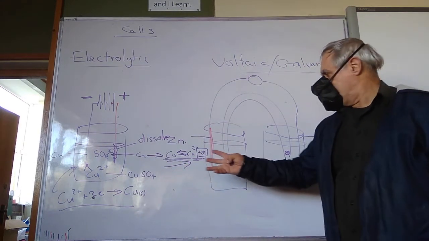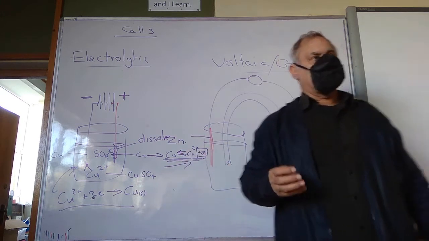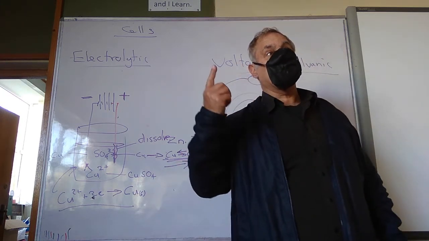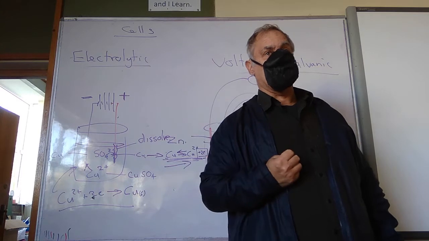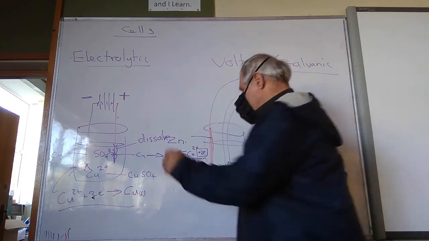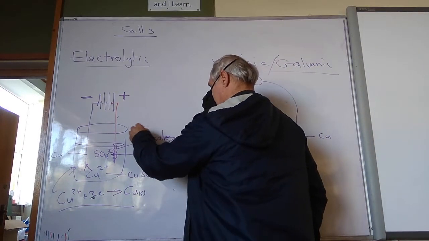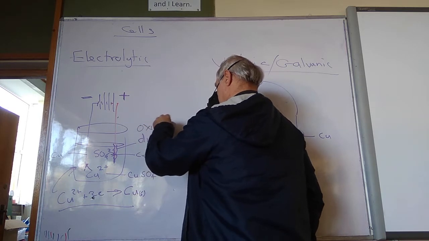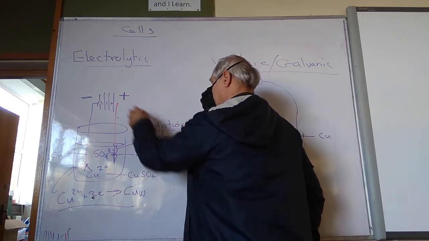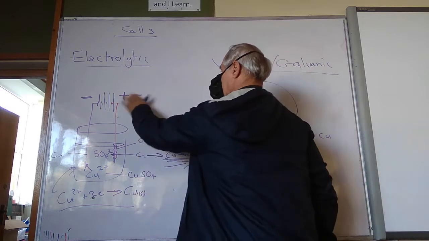Now, when the metal dissolves, it's also called, it begins with an O. Oxidation. Thank you. So this reaction is oxidation. Oxidation is occurring at the positive electrode.